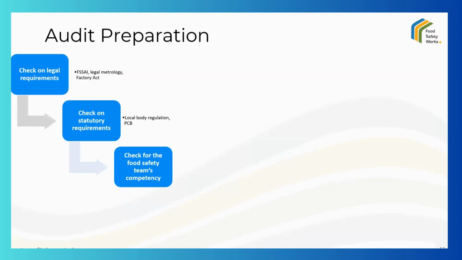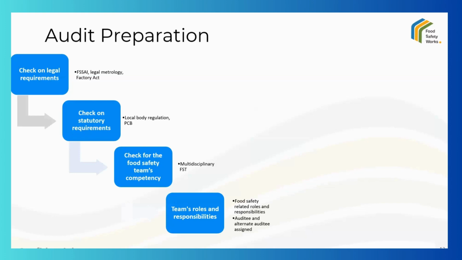Are they competent enough to guide the respective members to face the audit? Are they trained enough? Are they multidisciplinary, with different functions involved in that team? What are the defined roles and responsibilities? On the day of the audit, you cannot say the team member or team leader is on leave, but respective responsibilities are assigned to an alternate person. What is defined? Where is it?